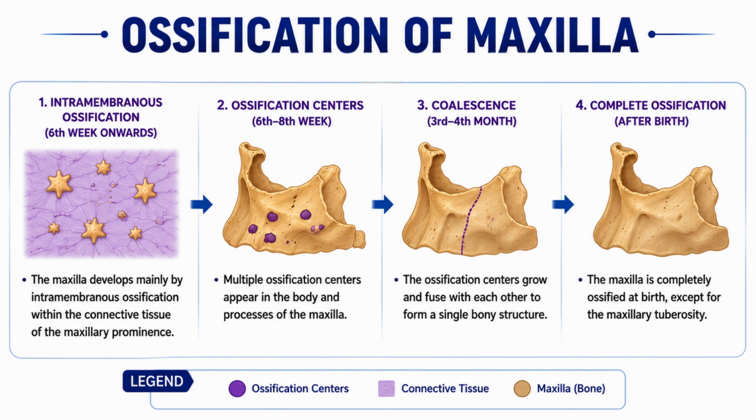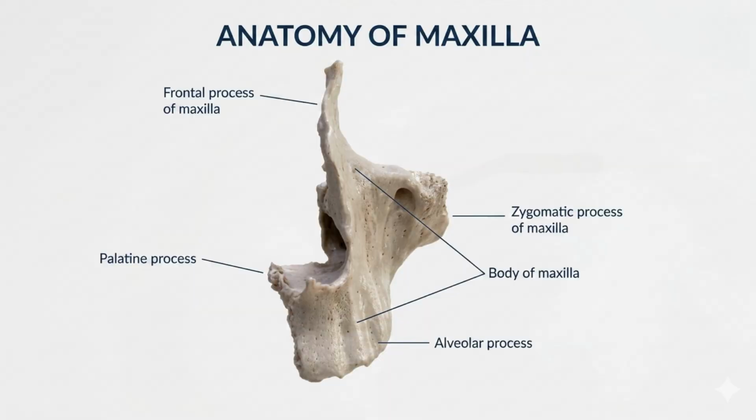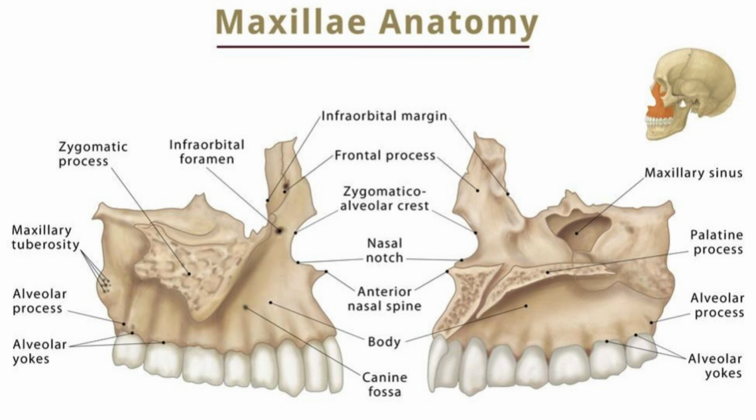Okay, but the completion of ossification occurs only after birth. Okay, then the anatomy of the maxilla. As we already saw, the maxilla has a body and four processes, right? Now we are starting with the body of the maxilla. The body of the maxilla is pyramidal in shape. Okay, its anterior surface is concave in nature and the posterior surface is convex.